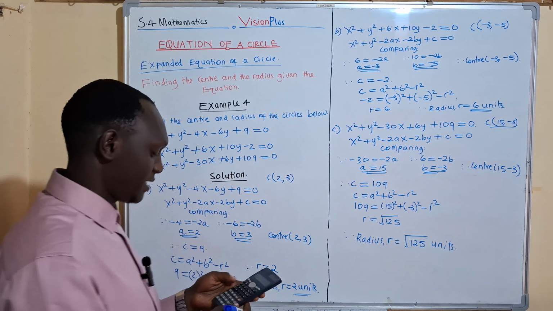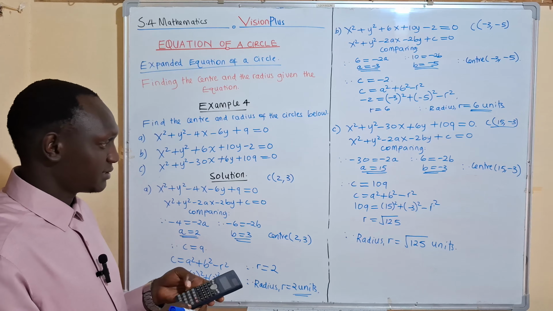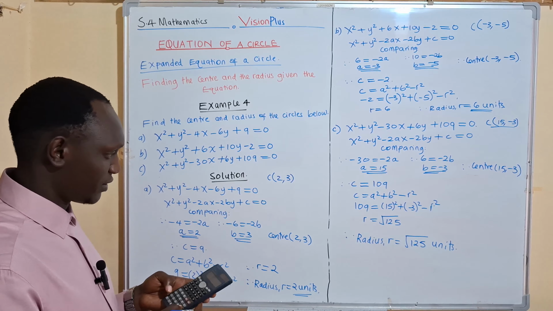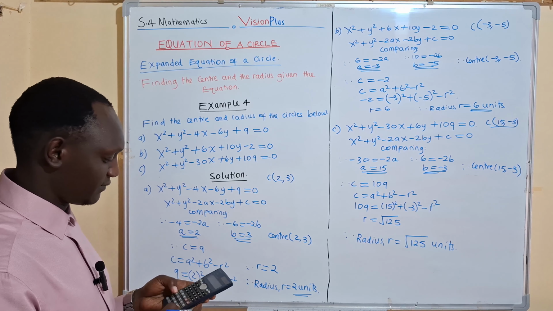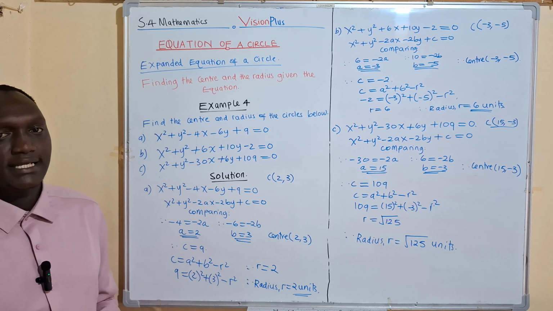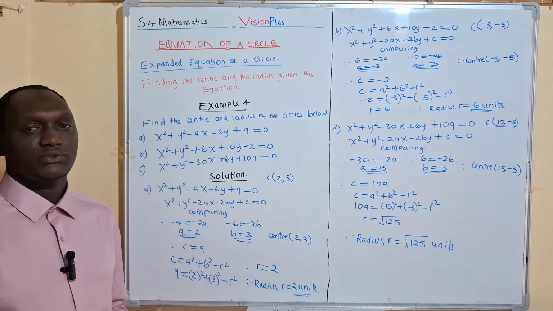That is the answer. 15 squared plus 3 squared. Always try to prove your answer. Minus 125. Yes, it's correct. So that is the radius and that is the center. And this is the solution to example 4.